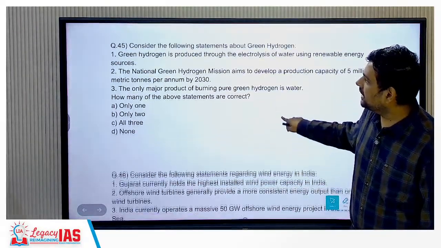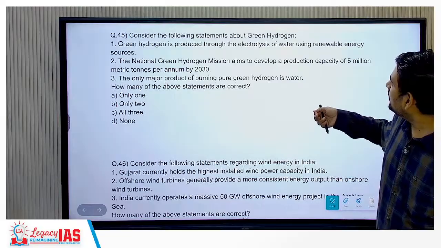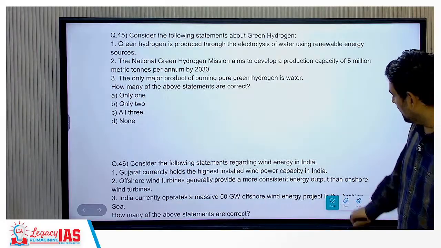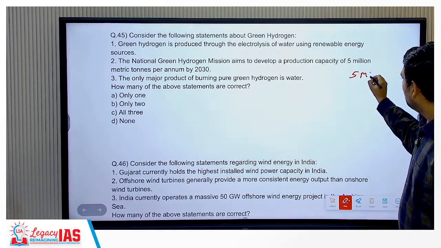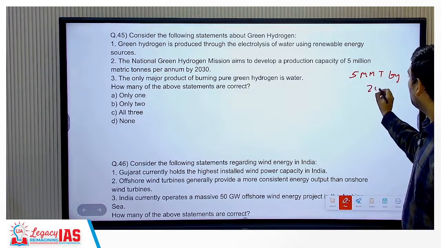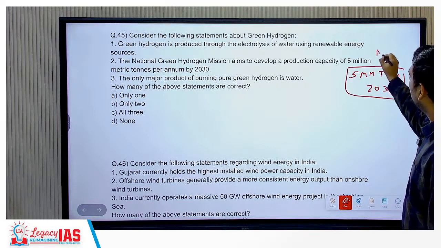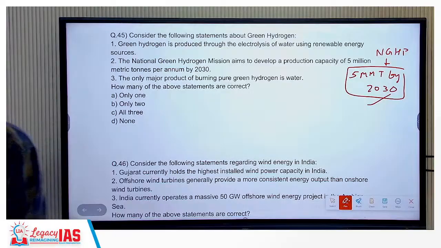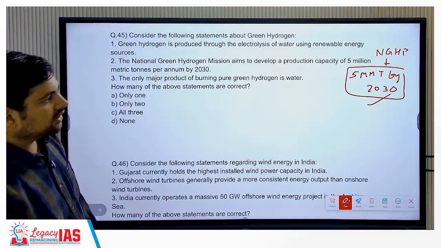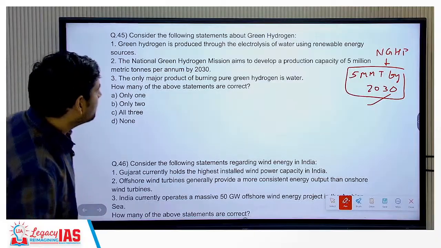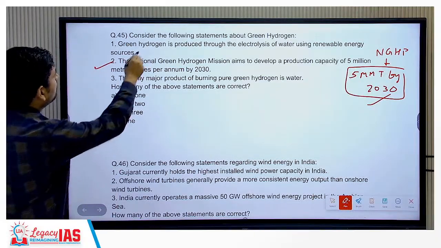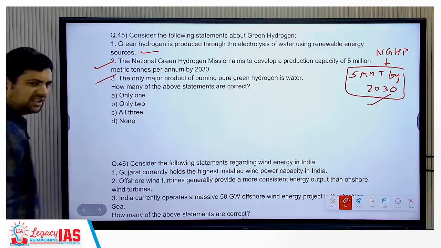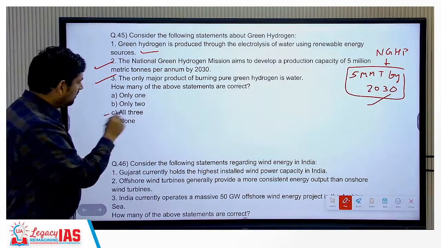Then green hydrogen is produced through the electrolysis of water using renewable energy. Yes. The National Green Hydrogen Mission aims to develop production capacity of 5 MMT. Yes, this is the correct target. National Green Hydrogen Project aims to make 5 million metric tons of green hydrogen by 2030. This is the target. This is also correct. Then the only major product of burning pure green hydrogen is water. Yes. This was also a sentence used by UPSC. All three are correct.